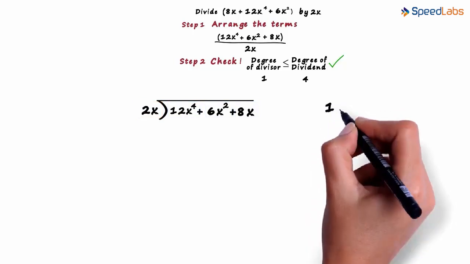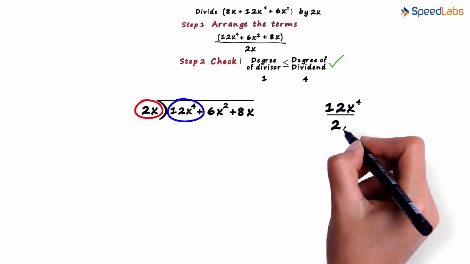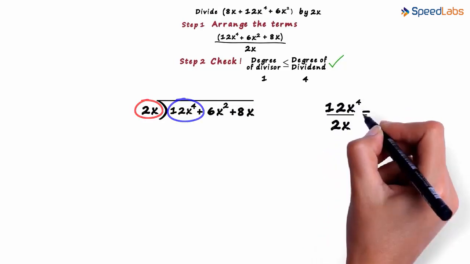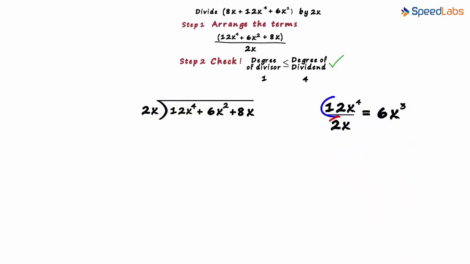We divide 12x raised to 4 by 2x first. That gives us 6x cubed. 12 by 2 is 6. X raised to 4 by x is x cubed. This will be the first term of the quotient, which is written here. Let's write 6x cubed here.